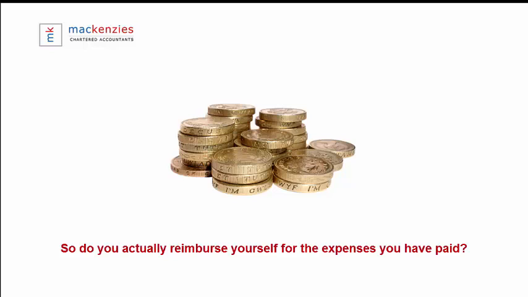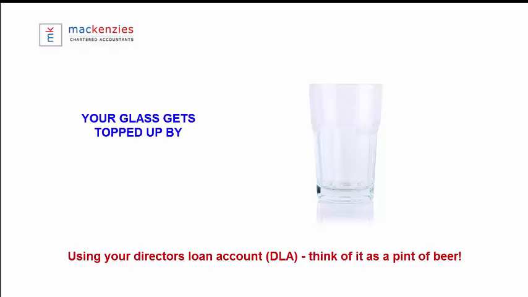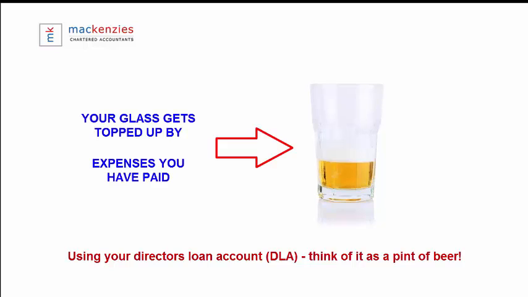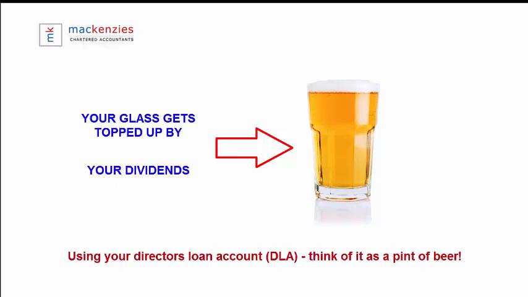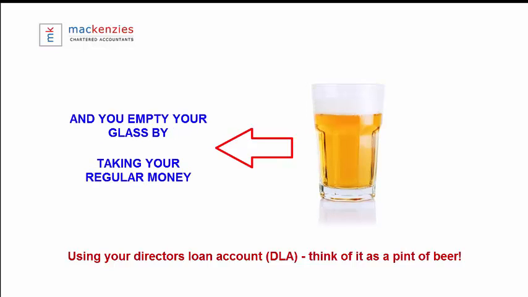I guess you may be wondering how you actually reimburse yourself for the expenses you paid on behalf of the company. Well, most of our MK Freelance clients do not actually repay themselves for expenses. Instead, they treat it as a credit to their director's loan account along with their dividend and their net salary. Instead, they take a regular payment from the company, perhaps weekly, and they make use of our Ready Reckoner, which tells them how much they can safely draw whilst leaving enough in the company to pay their corporation tax.